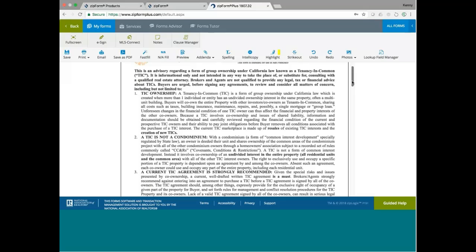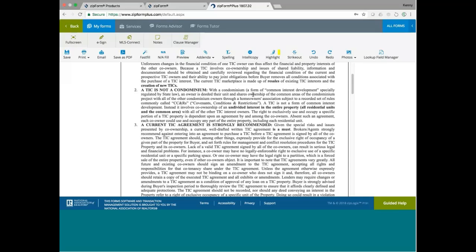And the first thing that they warn about is, it says here, number 1, last sentence of the paragraph, it says the current TIC marketplace is made up of resales of existing TIC interests and the creation of new TICs. TIC is very common in San Francisco. It tells you that TIC is not condominium. Don't think that, you know, you have a condominium. You don't.